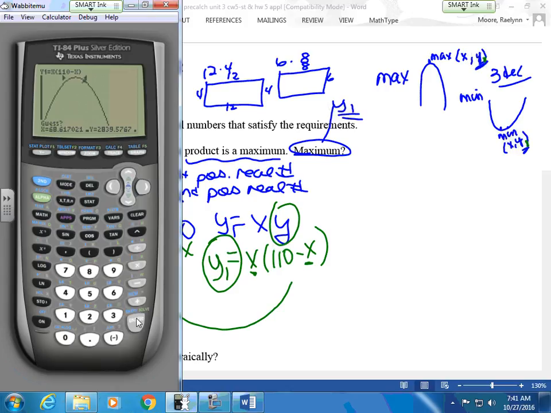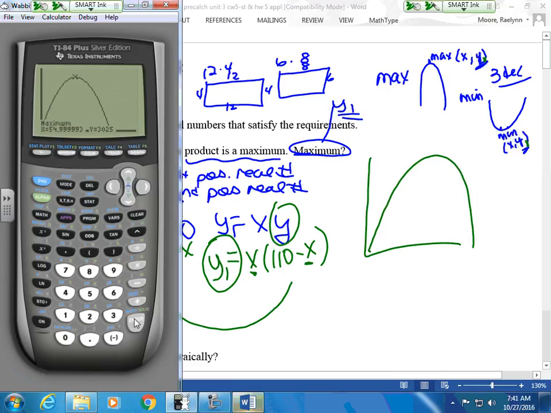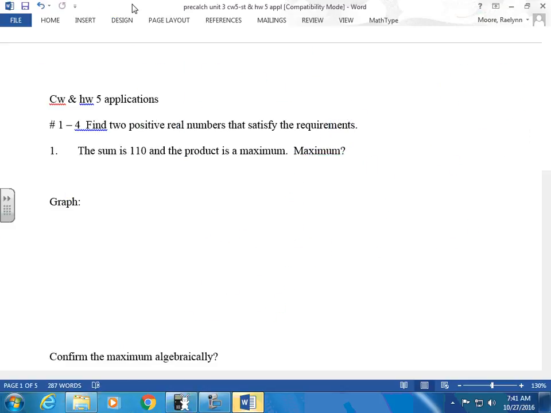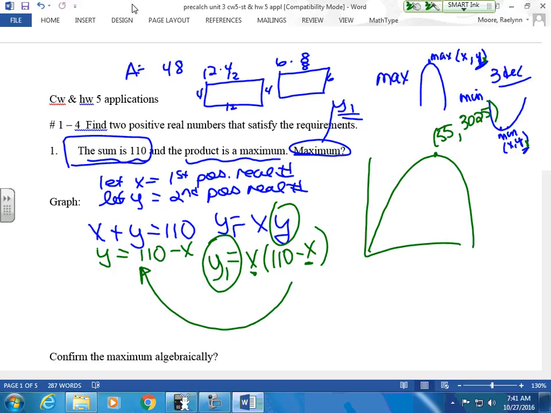My calculator doesn't always cooperate up here. Okay, and remember, your calculator does a little bit of weird things. So, what's my X value? My X value is coming up here. It's turning at 55. And my Y value is 3,025. Okay, so let's talk about this for a minute. What does 55 represent? The X. Good. What does 3,025 represent? Which Y? Y1. And what is in Y1? The maximum product. This is my product, my maximum product.